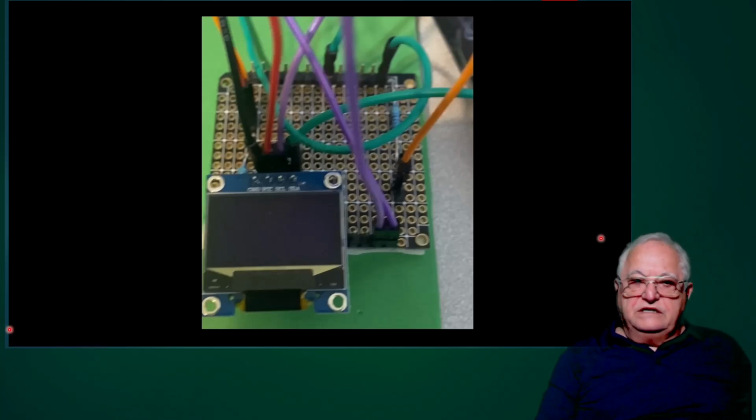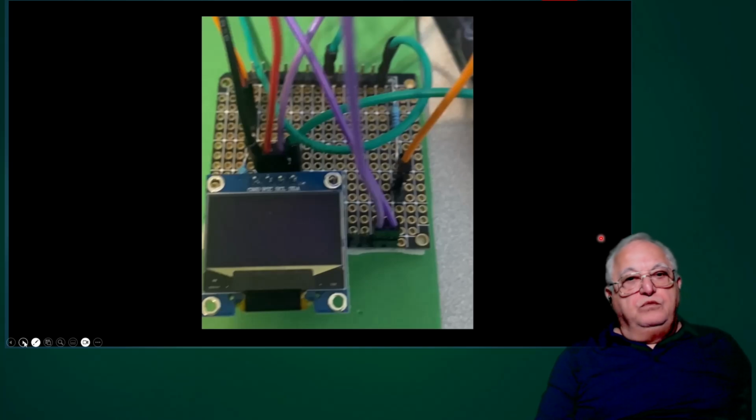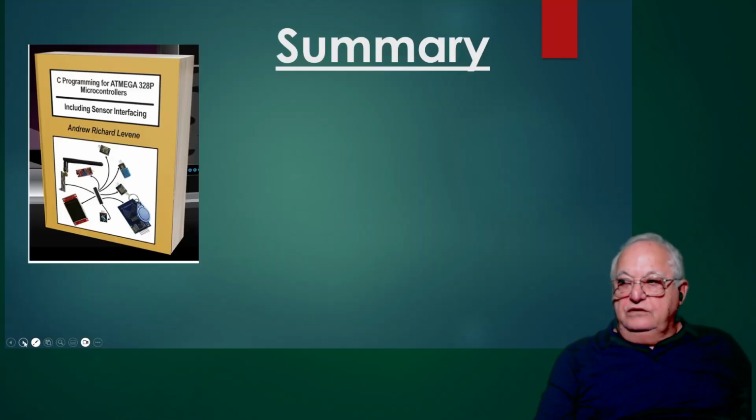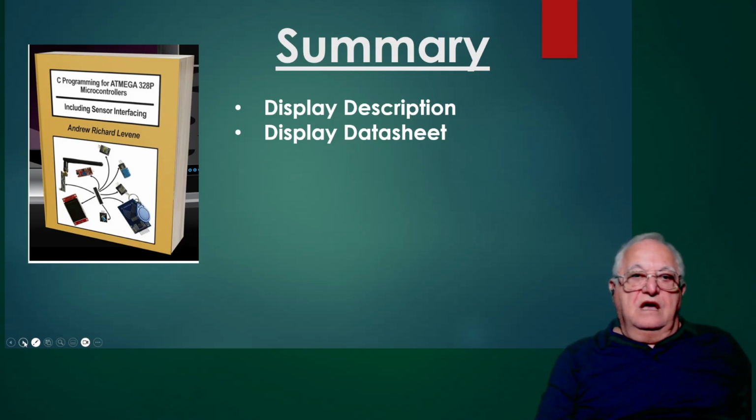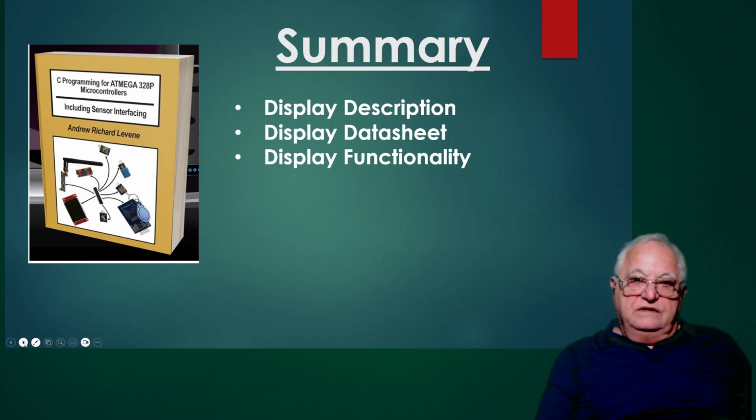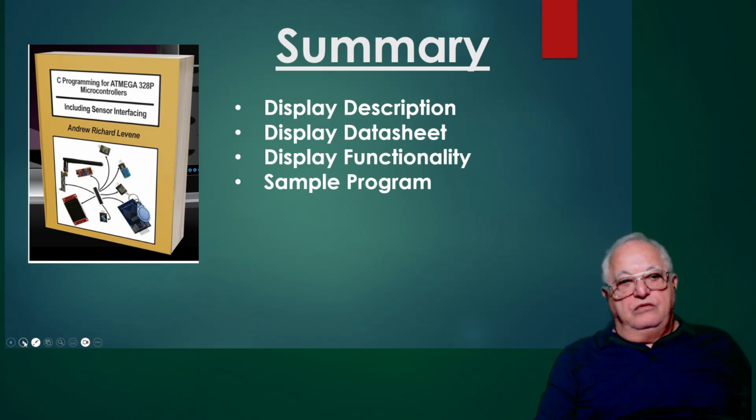Okay, so this example showed you what the characters are going to look like that we developed in our presentation on how to put together characters, and we used the actual ASCII framework. So with that, we've gotten to the end of the presentation, and let's go through a summary. So today I gave you a description of the display. We looked at the data sheet. I talked about the functionality of the display. We went through a sample program.